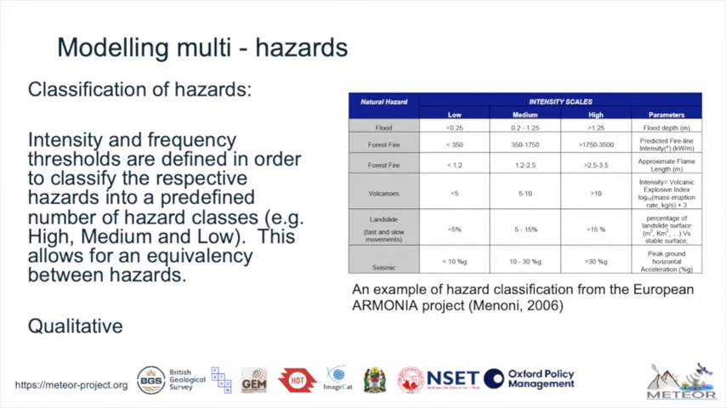The table on the right of this slide is an example of a hazard classification scheme that was developed as part of the European Armonia project. This simple scheme classifies the hazards as high, medium, or low based on their intensity.